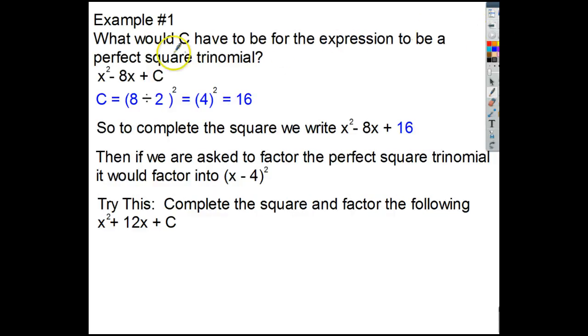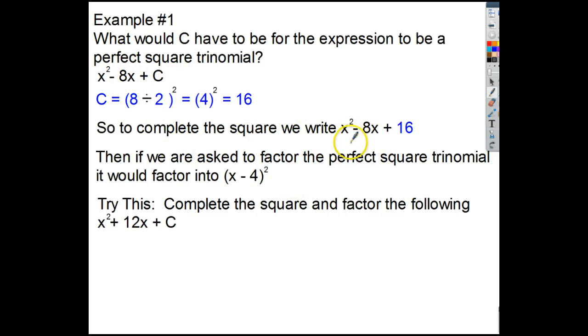All right, example number 1. What would c have to be for the expression to be a perfect square trinomial? Okay, so we know that we're going to divide that thing by 2. We're going to take half of it and square it. So it's 8 divided by 2 squared. 8 divided by 2 is 4. 4 squared is 16. C would have to be 16 for the entire thing to be a perfect square trinomial.